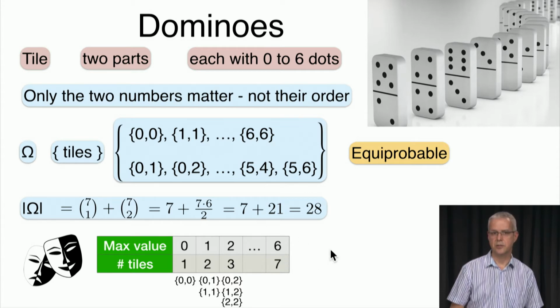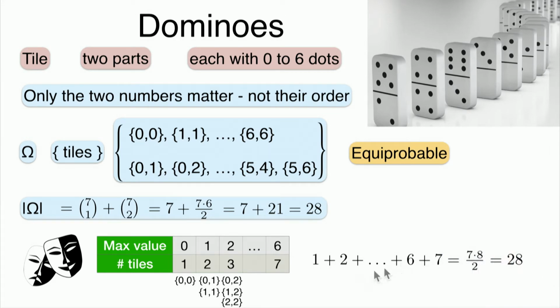And that number is going to be just 1 plus 2 plus 3 all the way up to 7. Okay, and this is just the arithmetic series. So the number is the number of elements here, which is 7, times the average number here, which is (1 plus 7) over 2, or 8 over 2, which is 4. So 7 times 4 is 28, which gives us, again, the same number of tiles.